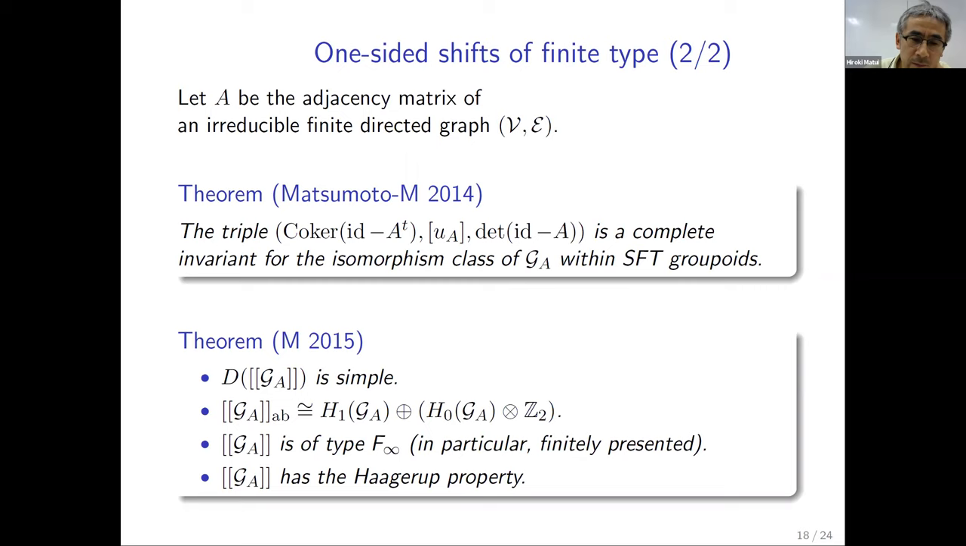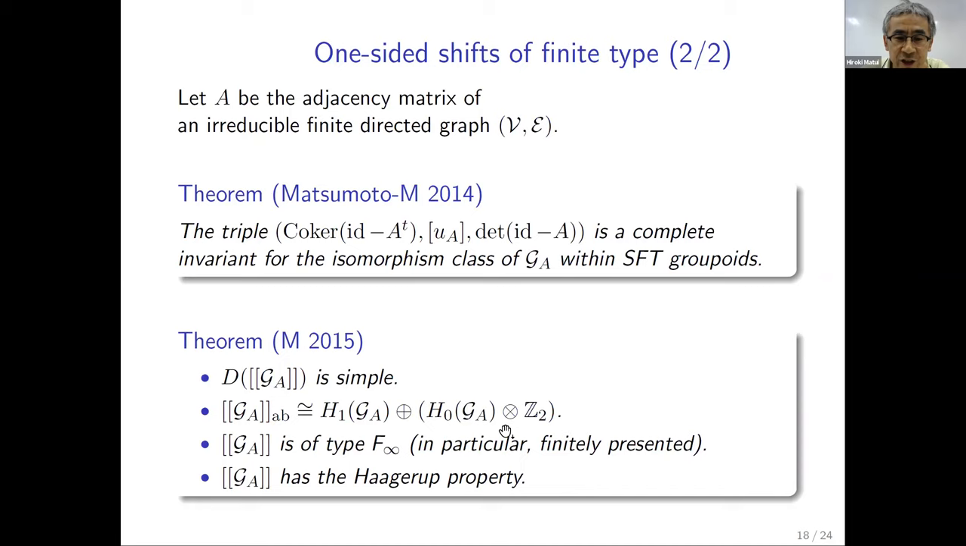And also it's proved that the commutator is simple. This is a direct consequence of this groupoid being purely infinite. It's not so hard to see. So this group is simple. And also I can determine its abelianization like this. So this H1 part comes from the index map I, but the index map I has some kernel, which is related to H0.